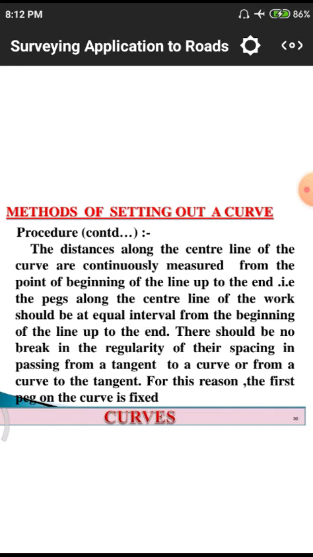The distance along the center line of a particular curve is continuously measured from the point of beginning of the line up to the end. The pegs along the center line should be at equal intervals from the beginning of the line up to the end, so there should be no break in the regularity of their spacings in passing from a tangent to a curve, and from a curve to a tangent. For this reason, the first peg is not fixed on the curve.